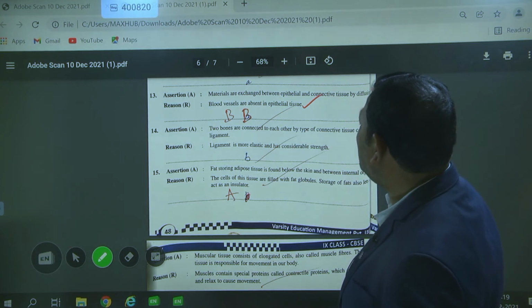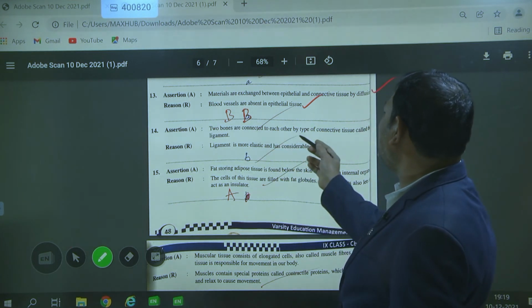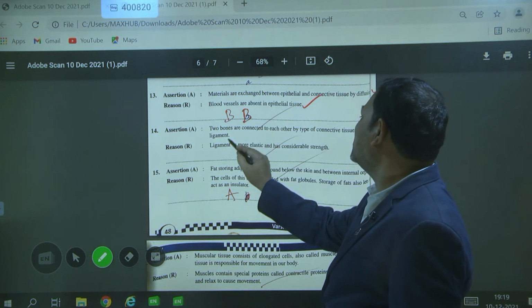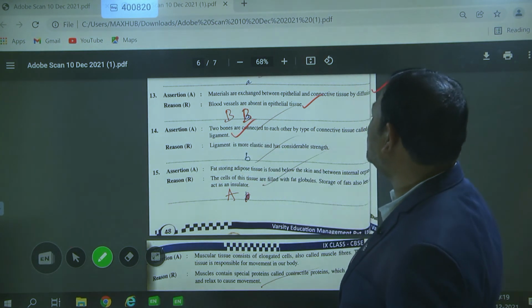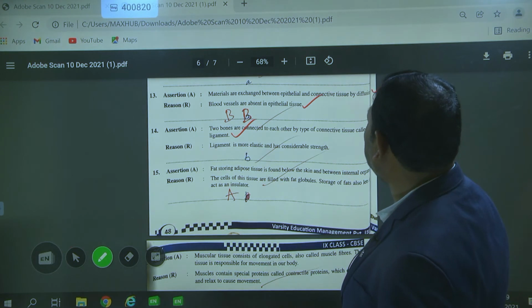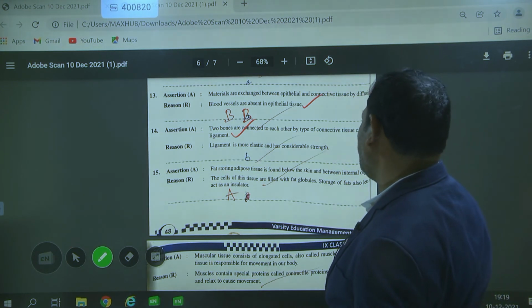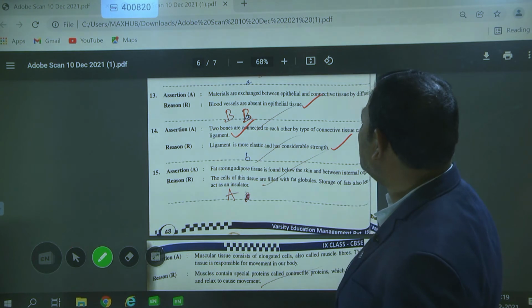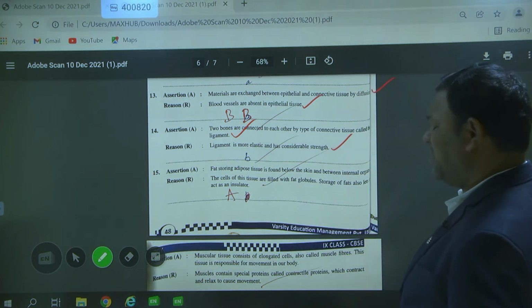Next, two bones are connected to each other by a type of connective tissue called ligament. This is true. Ligament is more elastic and has considerable strength. This is also true, but the explanation is not correct. So that's why option B is the correct answer.